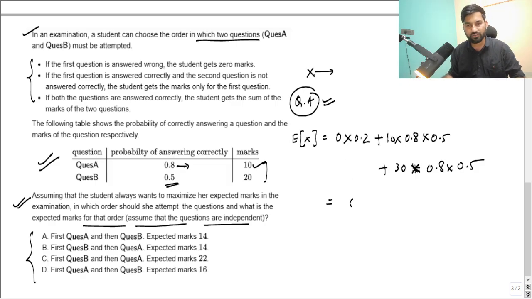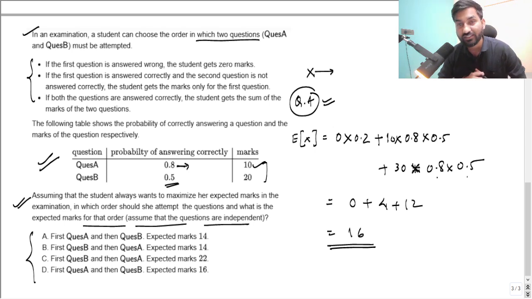So it will be 0 plus 0.8 into 0.5, that is 0.4, into 10, which gives you 4, plus, it is now a matter of solving these numbers. Again 0.8 into 0.5 is 0.4, and you have to multiply with 30, so you will get 12. So the expected marks is going to be 16 when you choose question A.